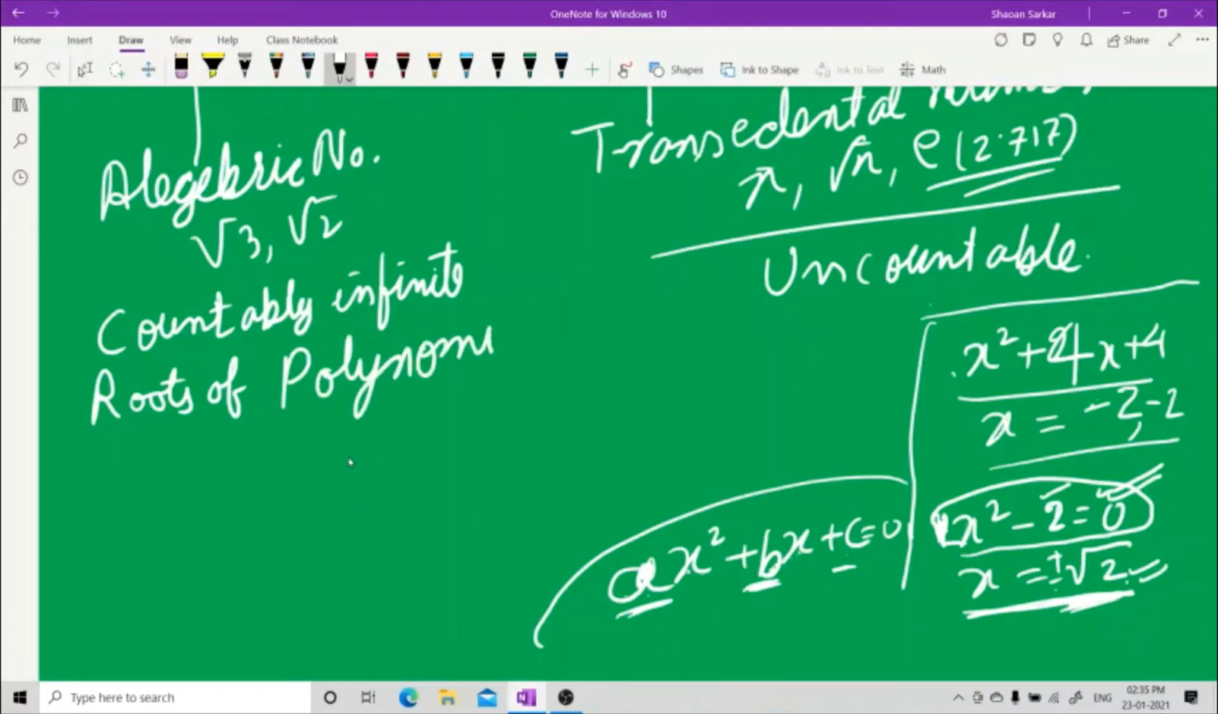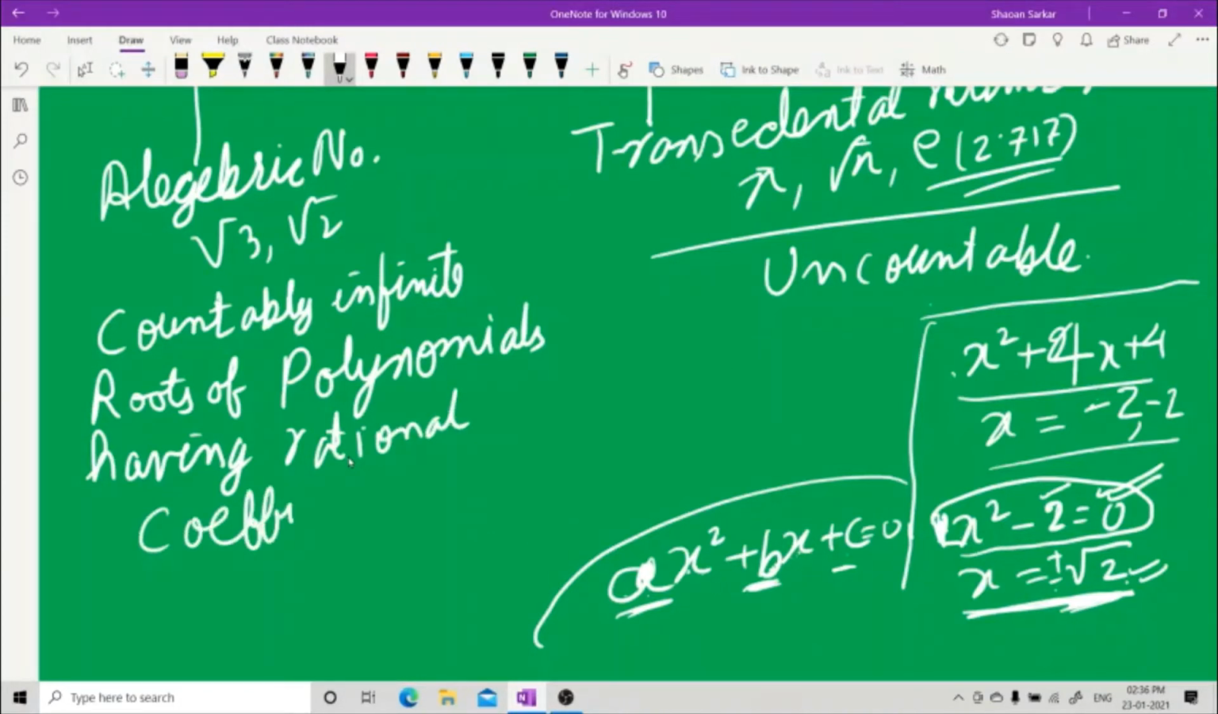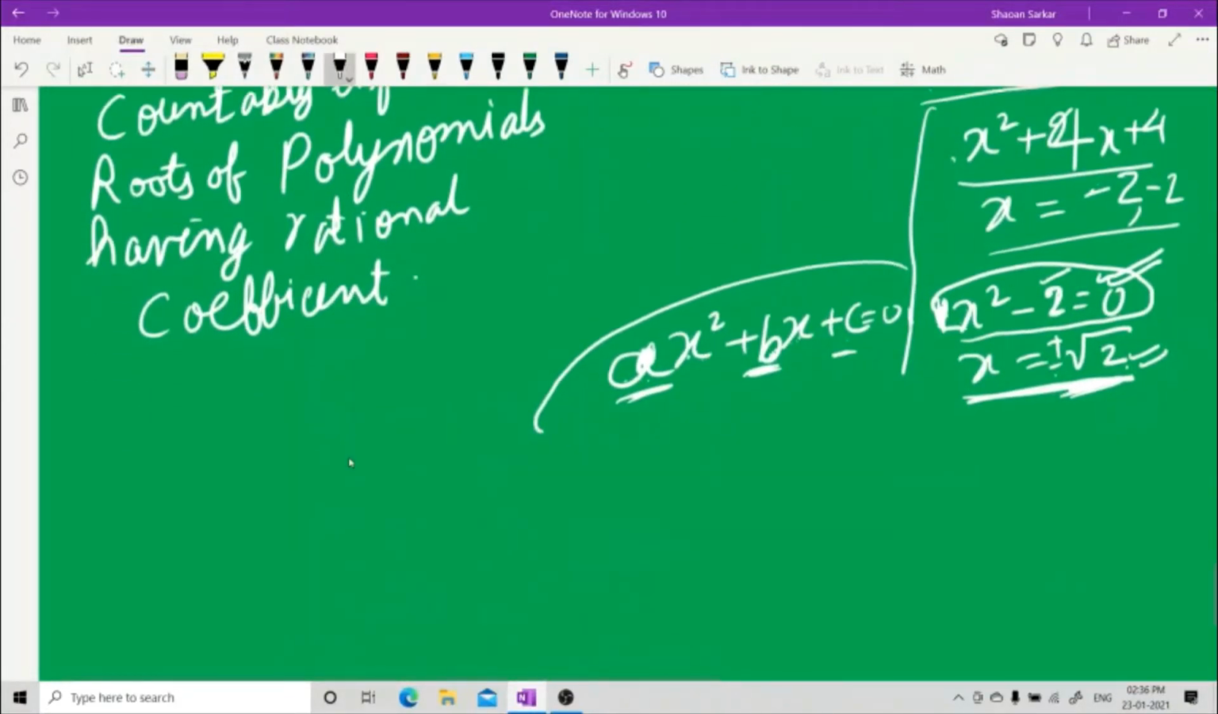Polynomials having rational coefficients. Just say rational coefficients. I need to say it, then I'll repeat it in Hindi also.